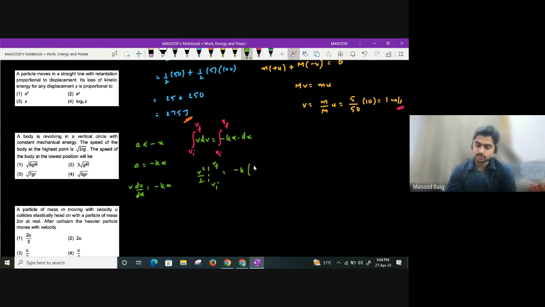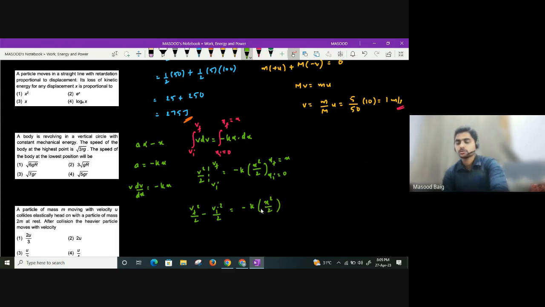What is the integral of x dx? X square divided by 2, from x initial to x final. So let us imagine x initial is 0, and x final is how much, beta? X. Clear, all of you? Now what are we going to get? V final square divided by 2 minus v initial square divided by 2 should be equal to minus k into, you will get x square divided by 2 only.